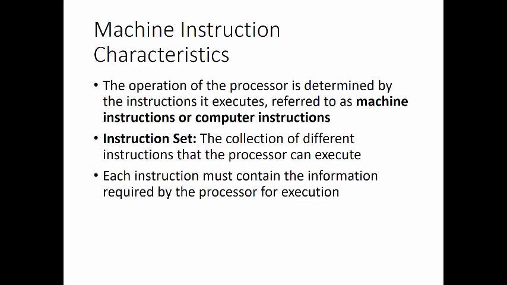So the operation of the processor is determined by the instructions it executes, and this is referred to as the machine instructions or computer instructions. The instruction set is the collection of different instructions that the processor can execute. Each instruction must contain the information required by the processor for execution.